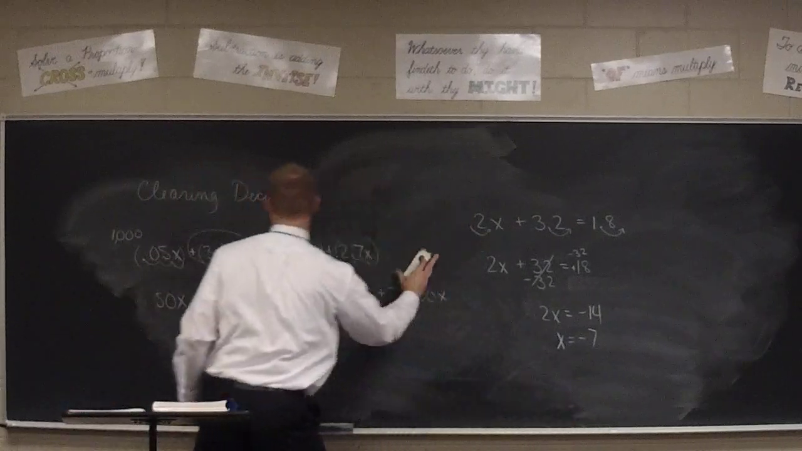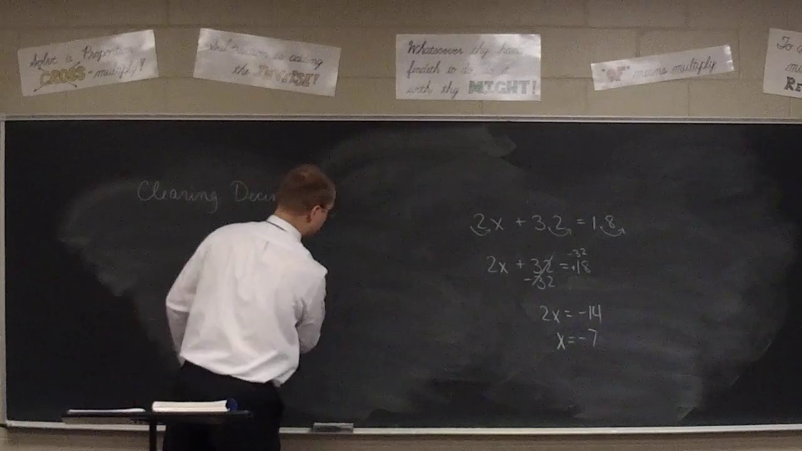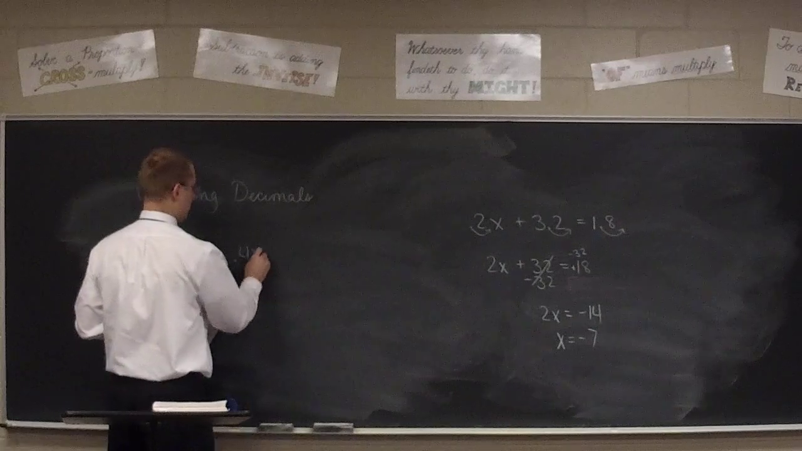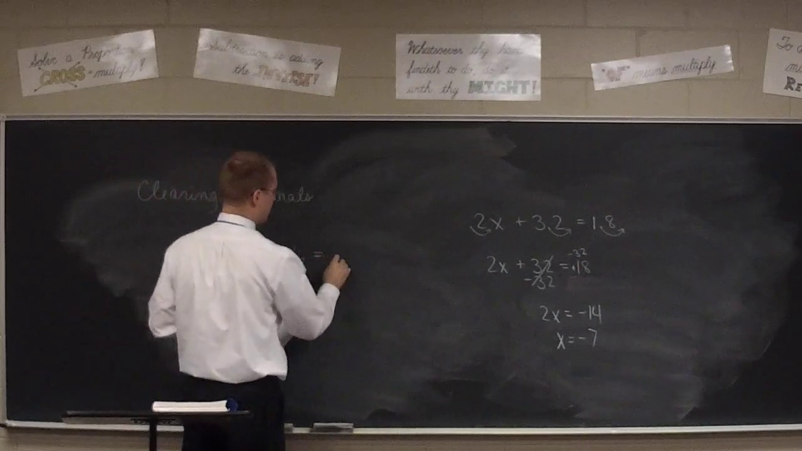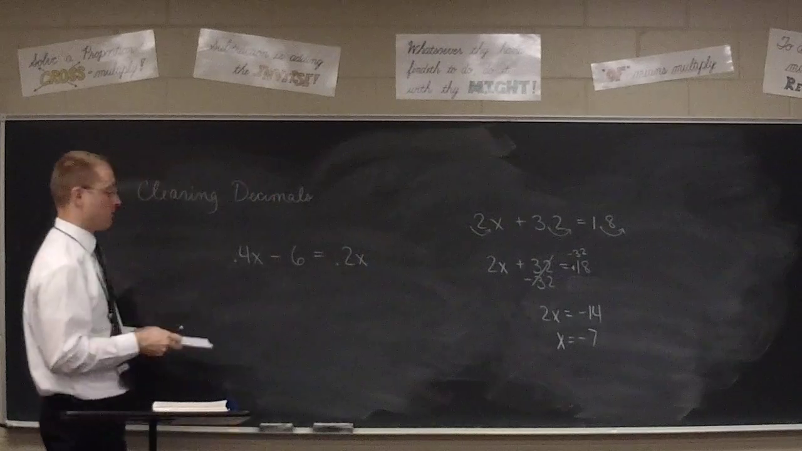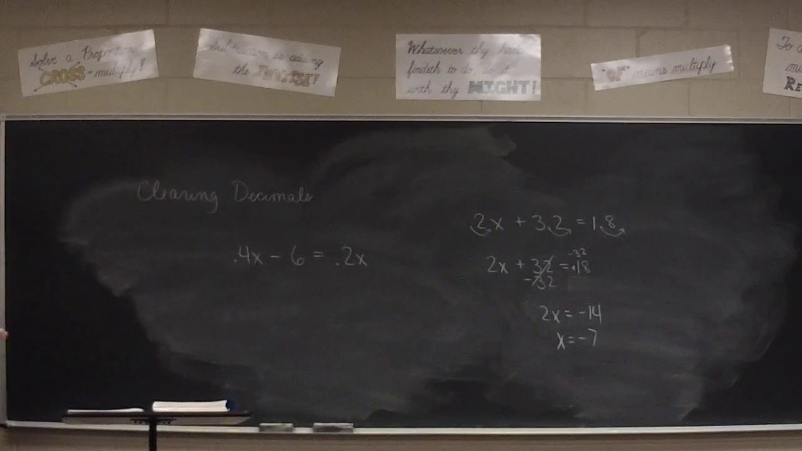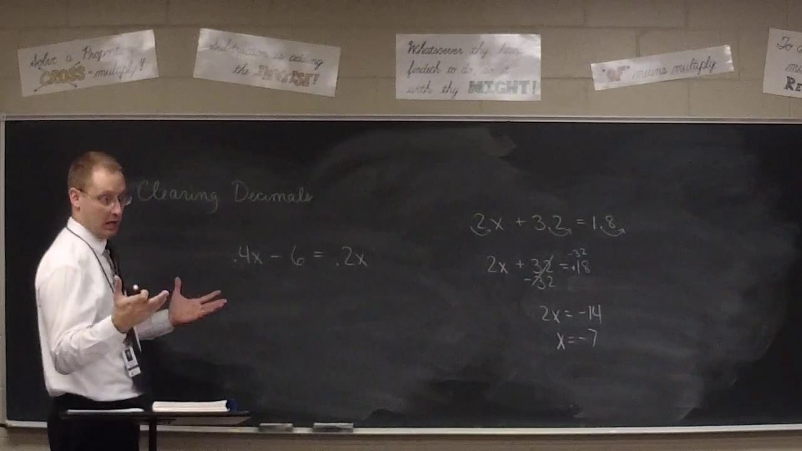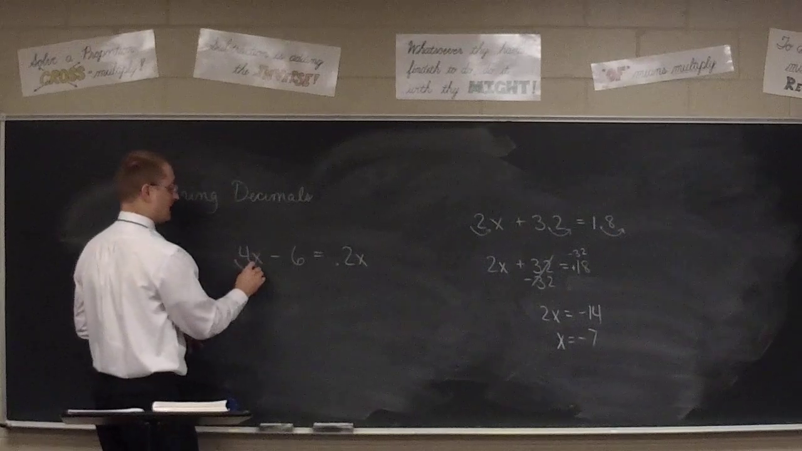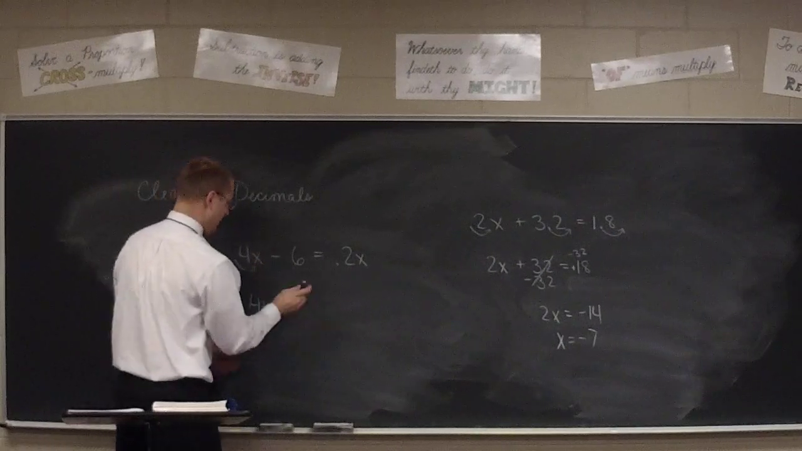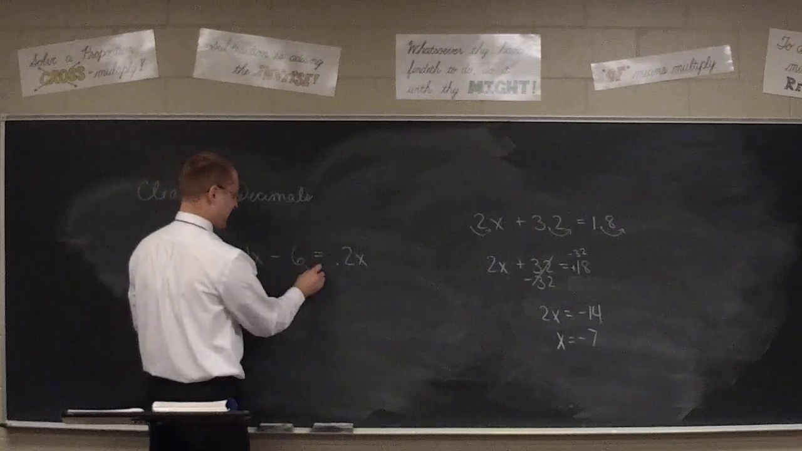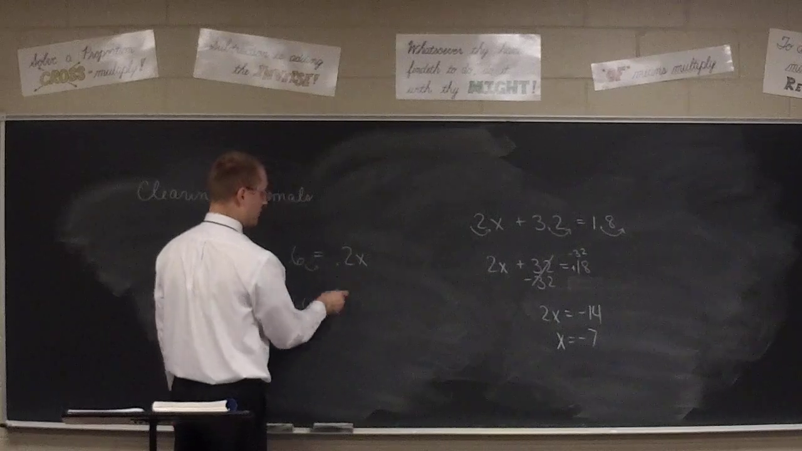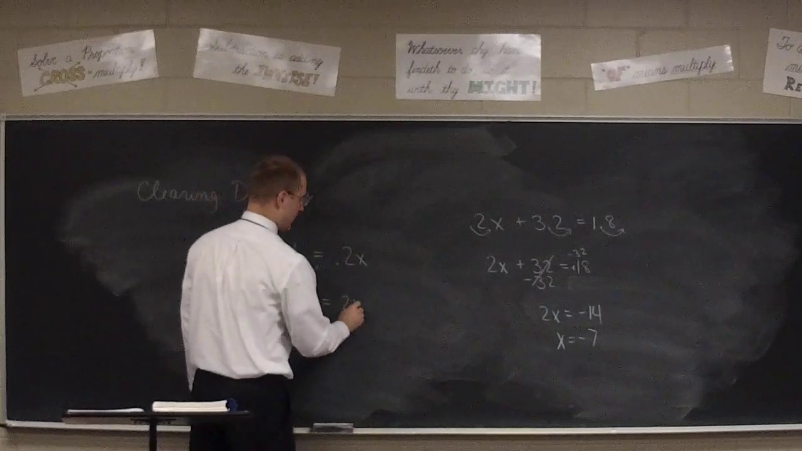Write this one down. 0.4x minus 6 equals 0.2x. First thing I want to do, Brecken, is get rid of my decimals, and how many decimal places do I need to move it everywhere? Once. So here I move it once and I get 4x. Here I move it once and I get a negative 60. Fill in the gap, if you will. And then here I move it once, I get 2x.